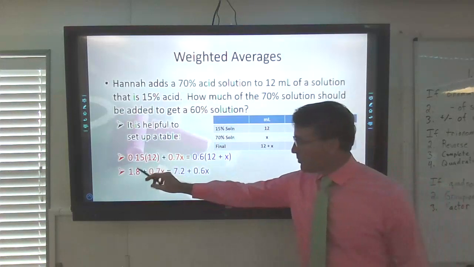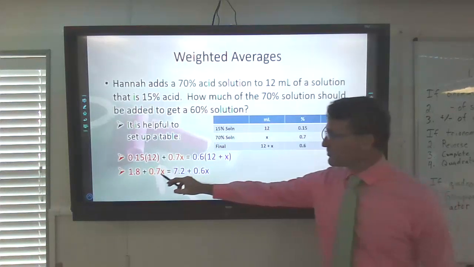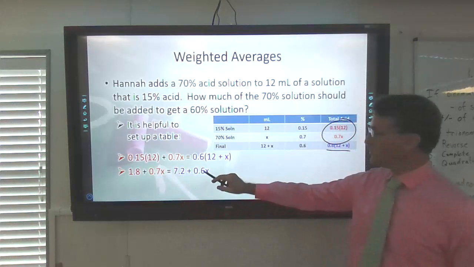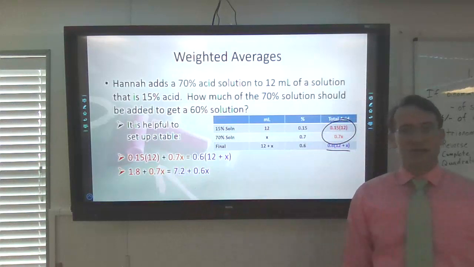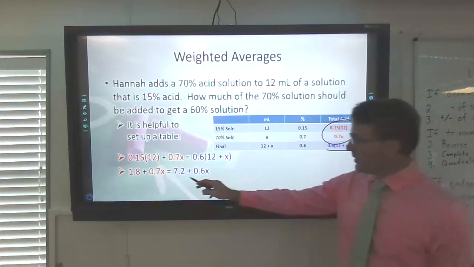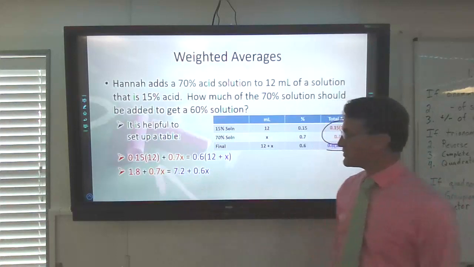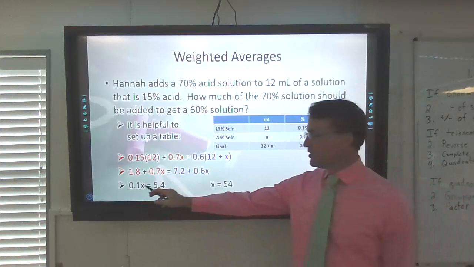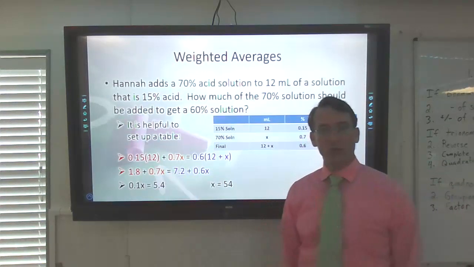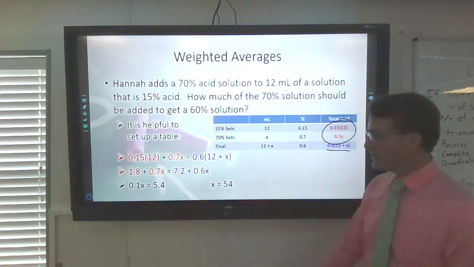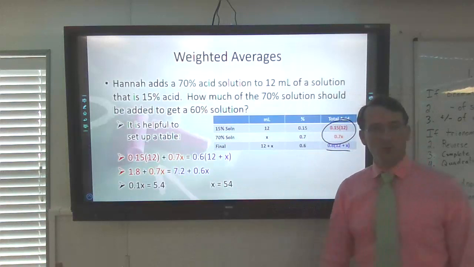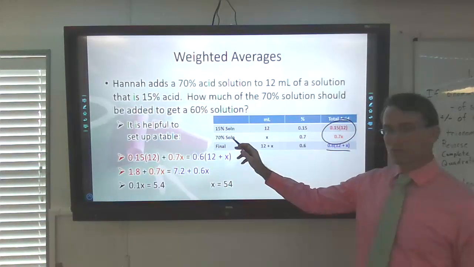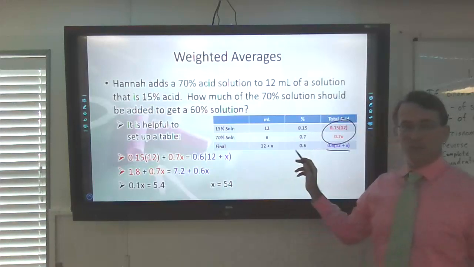Distributing, that gives me 1.8 milliliters plus the 0.7x equals 7.2 milliliters plus the 0.6x. Combining my x terms, I'm going to go ahead and subtract 0.6x from both sides, subtract 1.8 from both sides. That gives me 0.1x equal to 5.4, multiplying both sides by 10, and I get 54 milliliters. So we would have to add 54 milliliters of the 70% solution in order to get a 60% solution.